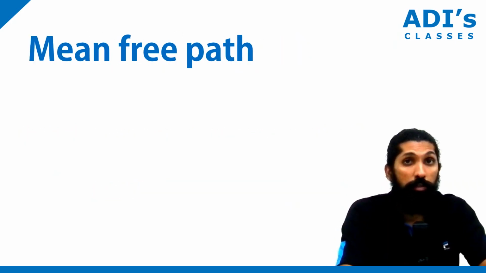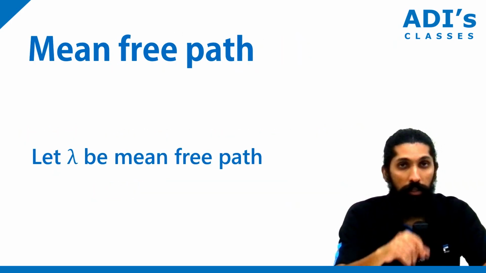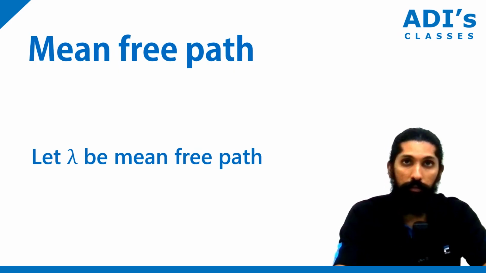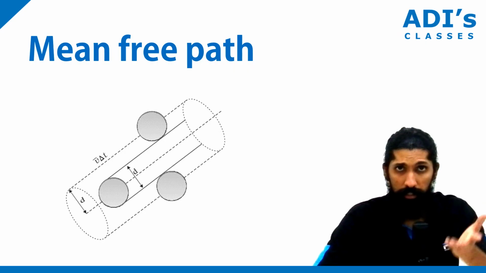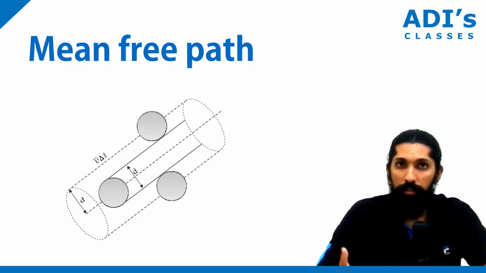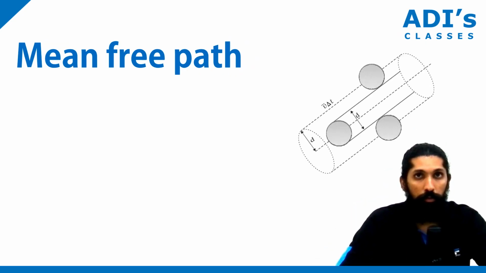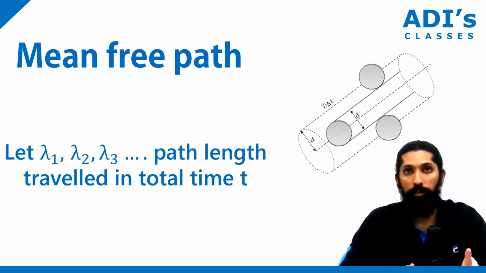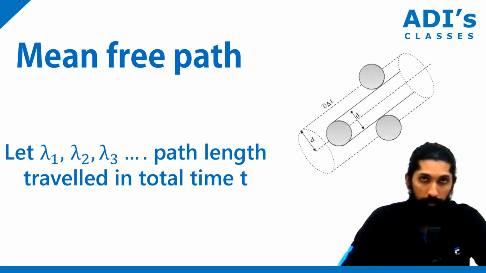Now let's try to do this mathematically. Let's say lambda is the mean free path. We'll try to calculate the lambda value. You can see the figure. In this figure, you have to understand a couple of things before we go about it. Lambda 1, lambda 2, lambda 3, all these are the path traveled, or you can say path traversed, whatever it is.